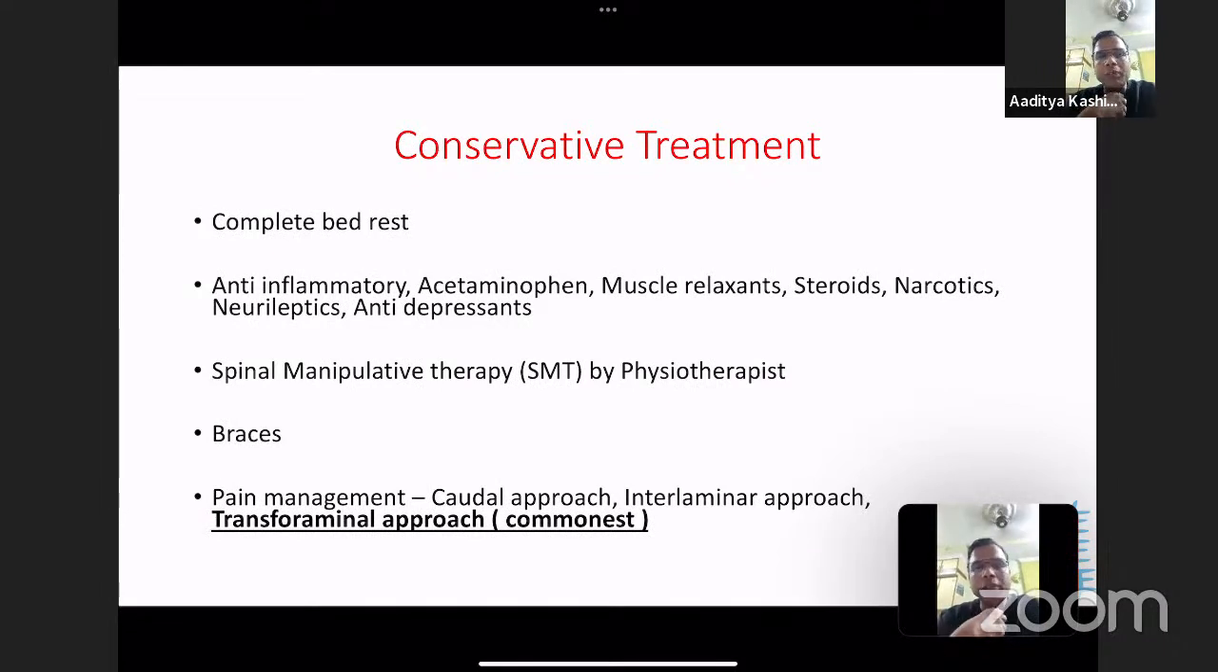Sometimes steroids, neuroleptic drugs. Once their pain is better, we start them on a physiotherapy regime, and sometimes we give them braces. After doing all these things, if they are not doing well, then sometimes we offer them pain management, where the transforaminal approach is the commonest that we advise. Next.